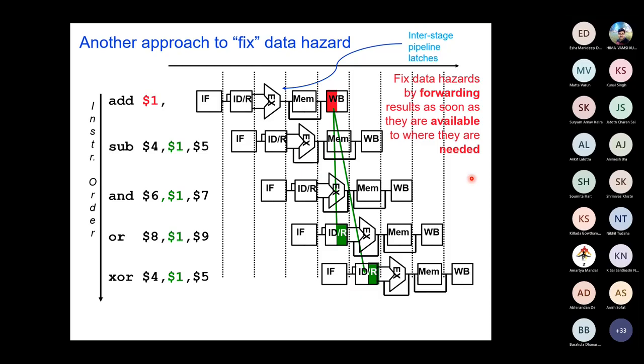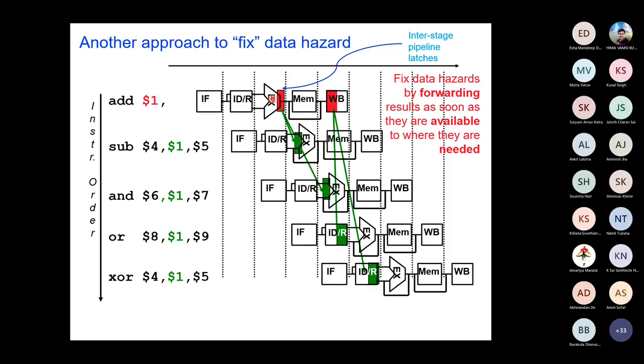And this is called forwarding: fixing the data hazard by forwarding results as soon as they are available to where they are needed. Because the supply is already done here, and the demand is here. So the demand follows the supply in time. And in this case, we can implement this. How? From these pipeline registers, which hold this data, the interstage pipeline latches, if I make that data available at the input to this execute, then it would be done.